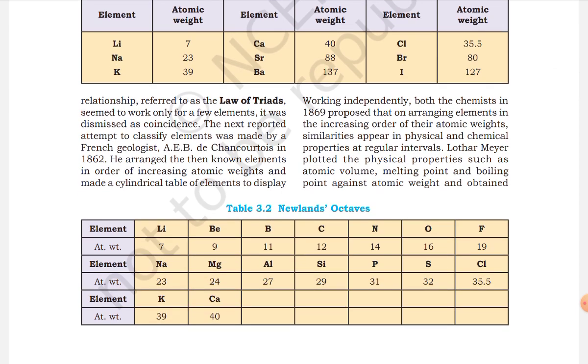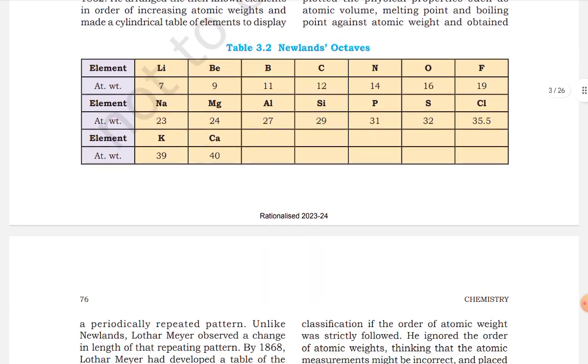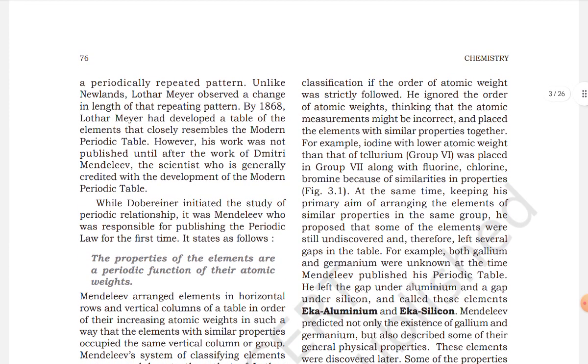Lothar Meyer plotted the physical properties such as atomic volume, melting point, and boiling point against atomic weight and obtained a periodically repeated pattern. Unlike Newlands, Lothar Meyer observed a change in length of that repeating pattern. By 1868, Lothar Meyer had developed a table of elements that closely resembles the modern periodic table. However, his work was not republished until after the work of Dmitri Mendeleev, the scientist who is generally credited with the development of the modern periodic table.